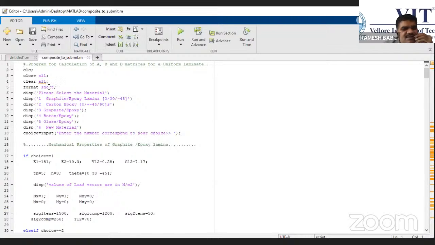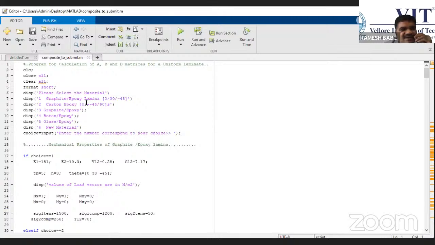Then format short means whatever results there are will come in the short form, that is only 4 digits after the decimal point, the fractions. In the display, we can select the material. We have 6 different types of material: graphite epoxy, one lamina, where 3 ply orientations are there.